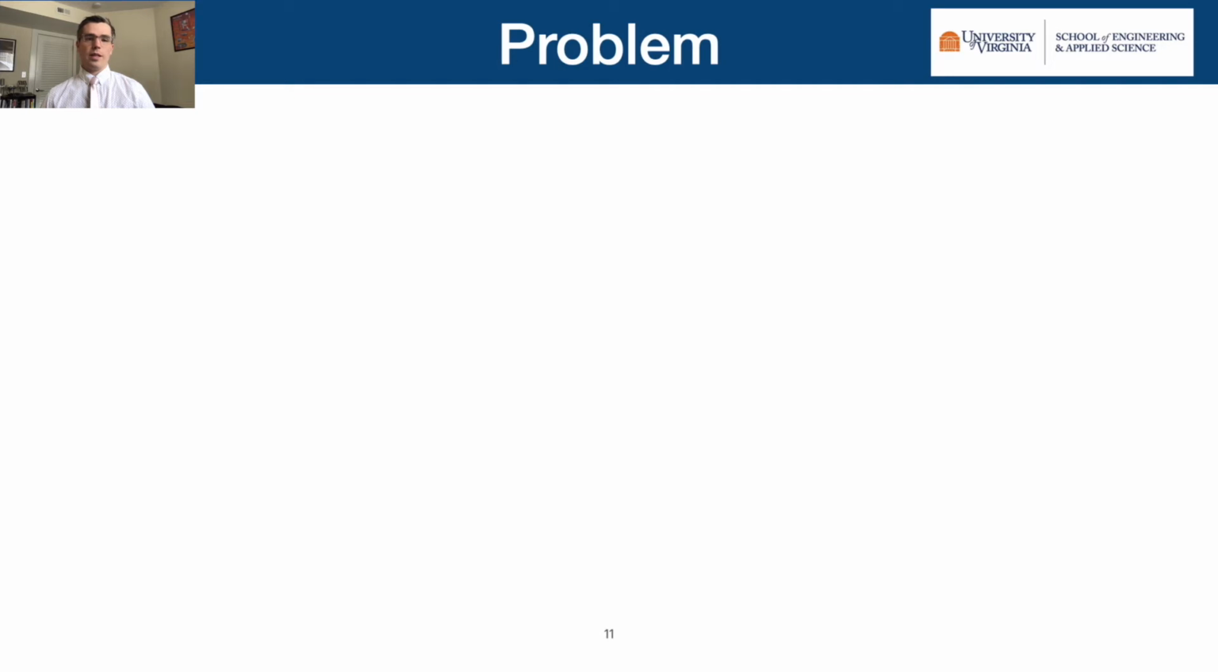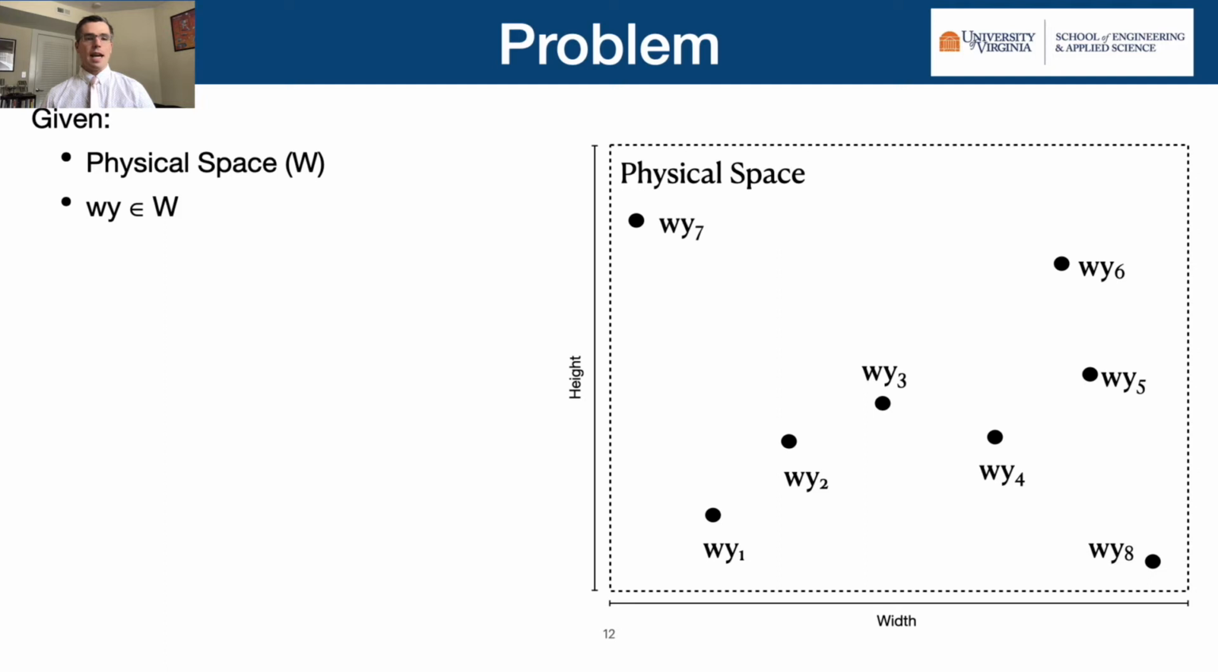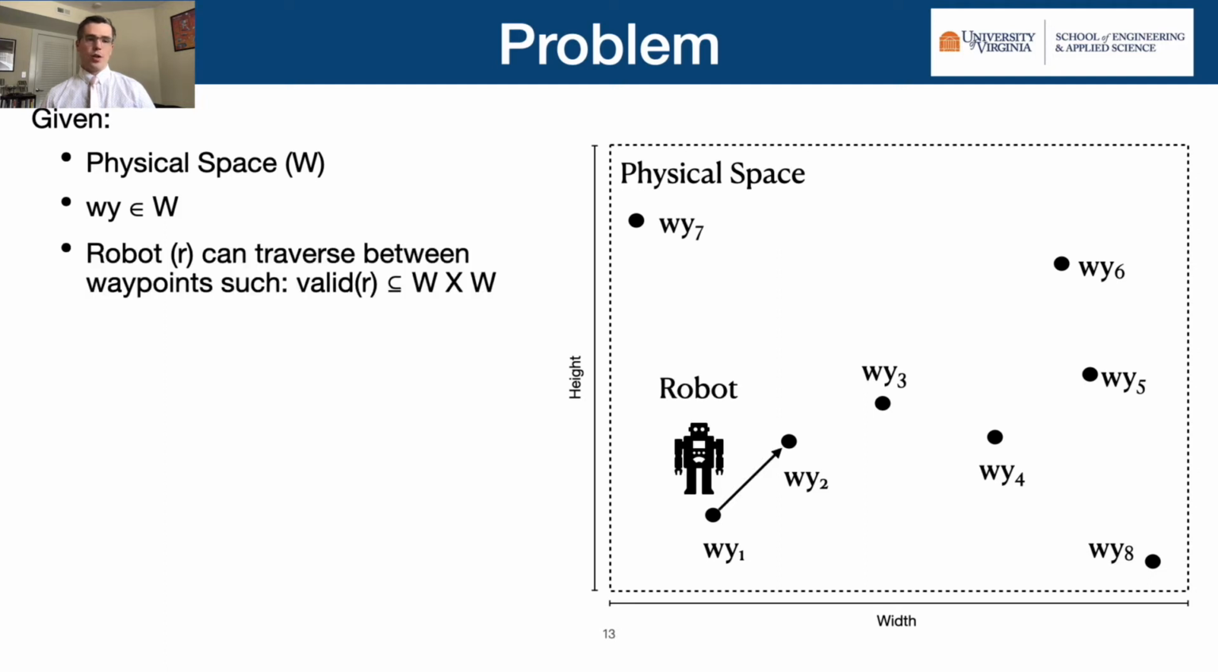Before we talk about what we did, let us formalize the problem. Given a physical space W, and note in this figure we only show two dimensions, the physical space could be three dimensions as done in our paper. And given a set of waypoints WY inside this space, we also have a robot R that is capable of traversing between a subset of waypoint pairs in a given time step. This subset of waypoint pairs is said to be valid.